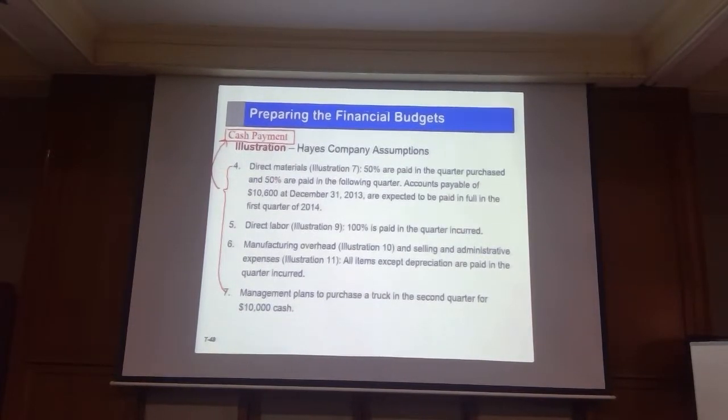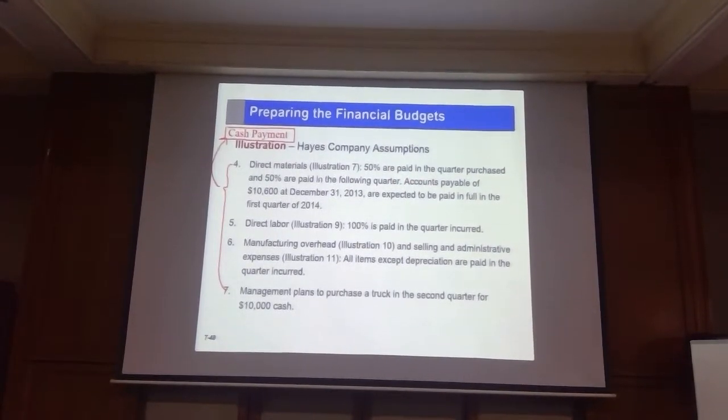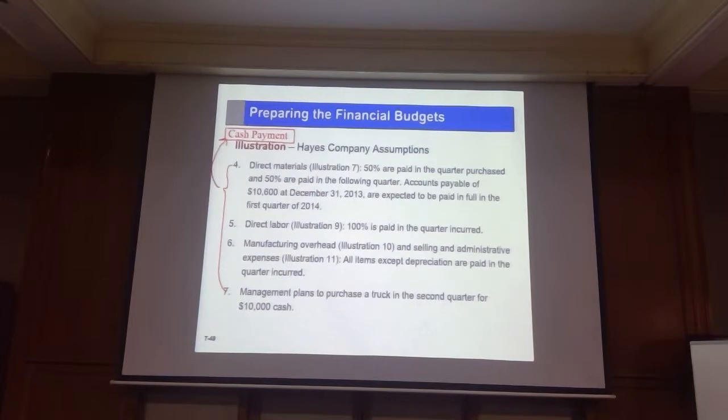Number 4 tells you about direct material. From your direct material budget, you know that you have to purchase direct material, right? How about the payment? You can deal with the supplier that 50% of the purchase will be paid right away in that quarter, and the rest 50% will be paid in the next quarter, okay? So this is our deal with the supplier, okay?